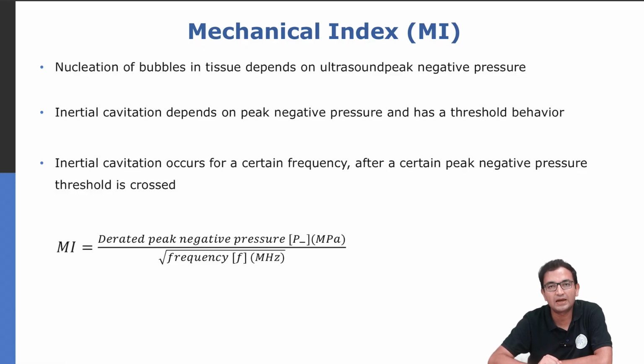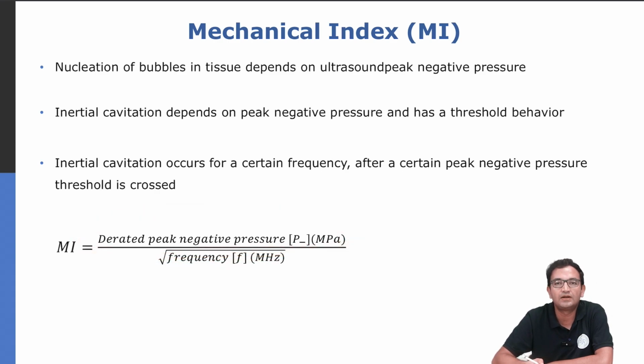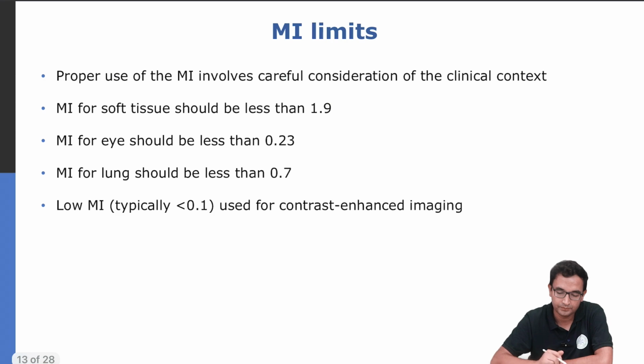Then we discuss the mechanical index. You calculate the mechanical index by taking the derated peak negative or peak rarefactional pressure at the region of interest, and this derating is performed by considering a theoretical attenuation of soft tissue, and you divide by the square root of frequency, and the units of pressure have to be in megapascal, the units of frequency have to be in megahertz. Then this gives you a number. So, this number tells you the likelihood of getting inertial cavitation in your imaging region.